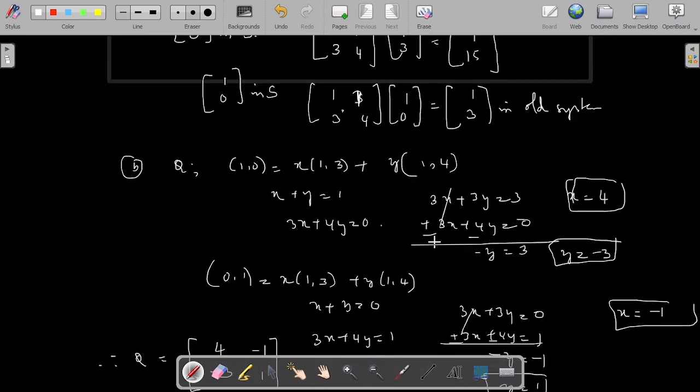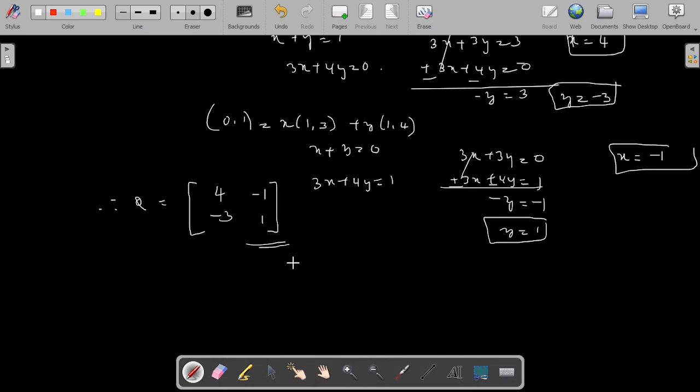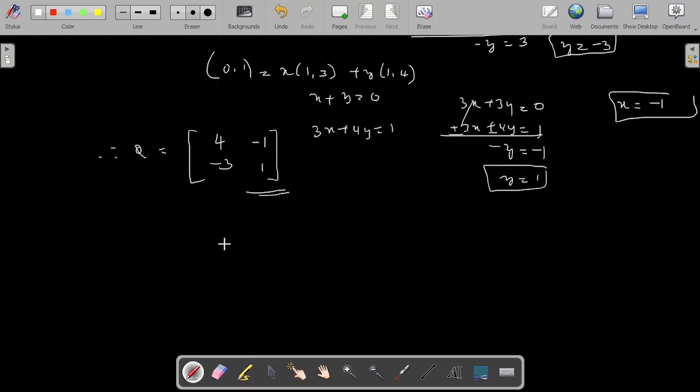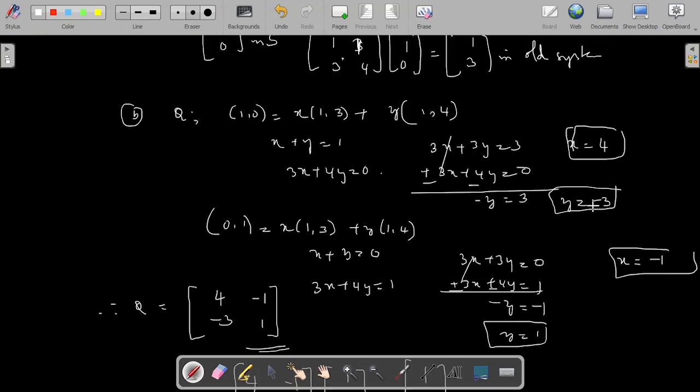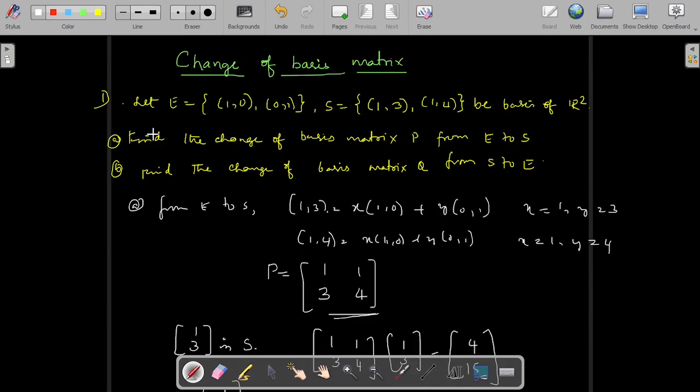So it gives you the coordinate vector of any vector in the old system to the new system. See, (4, -3; -1, 1) applied to the coordinates (1, 3), which are in the old system. What is it called in the new coordinate system? 4 minus 3 is 1, and -1 plus 3 is 2... so this is called (1, 0) in the new system. Okay. So this way we can get the matrix of change of basis.